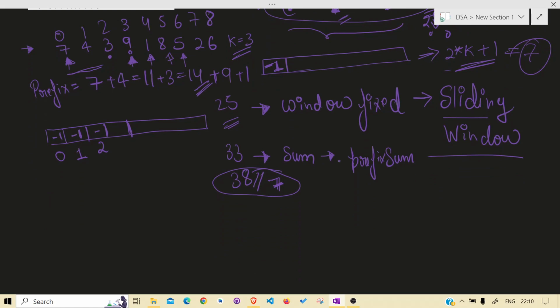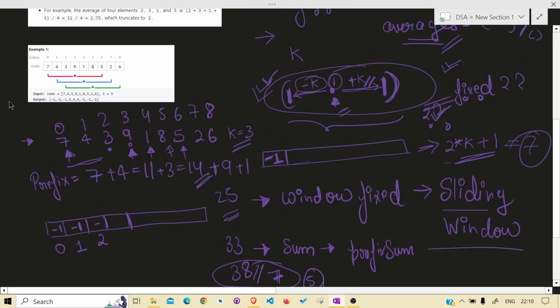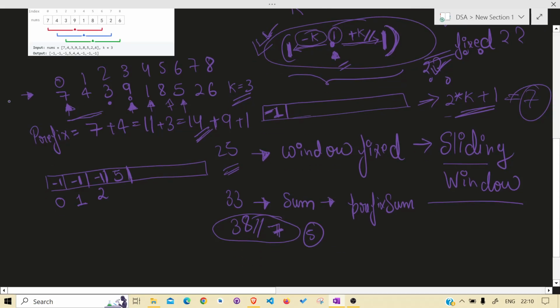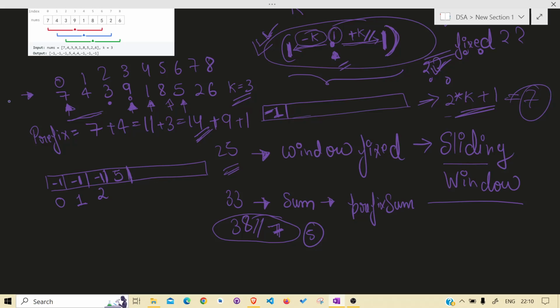It will be around 5-ish, 5 something. It's an integer, so we will have 5. Now we have our size up to where we have calculated. It was here. Now we will shift our window. Now our window size is 7.